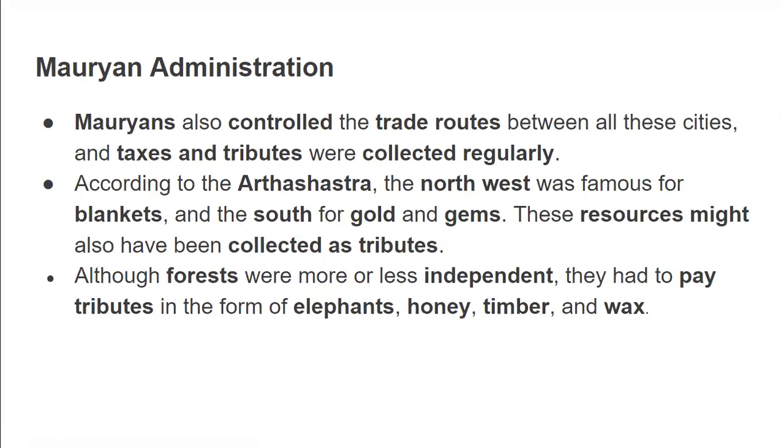The Mauryas also controlled the trade routes between all these cities, and taxes and tribute were collected regularly. According to the Arthashastra, the northwest was famous for blankets and the south for coal engines. These resources might also have been collected as a tribute, although forests were more or less independent. They had to pay tributes in the form of elephants, honey, timber, and wax.